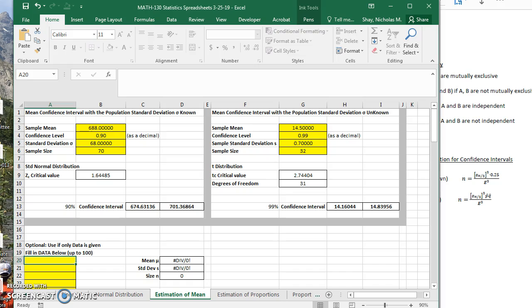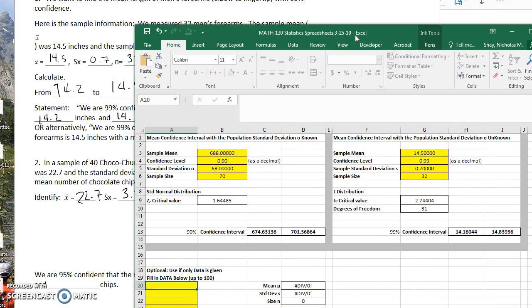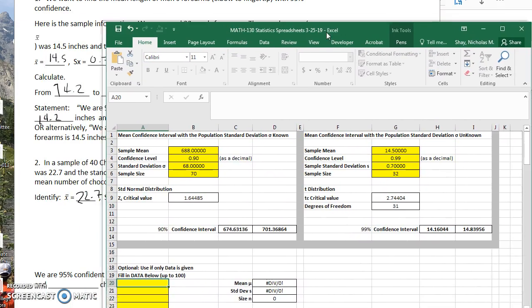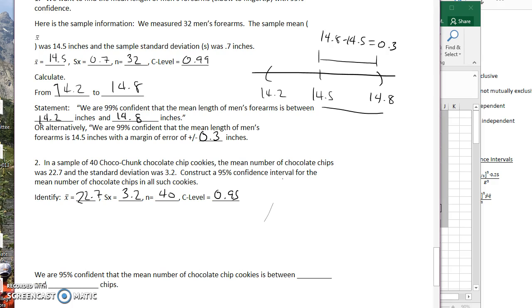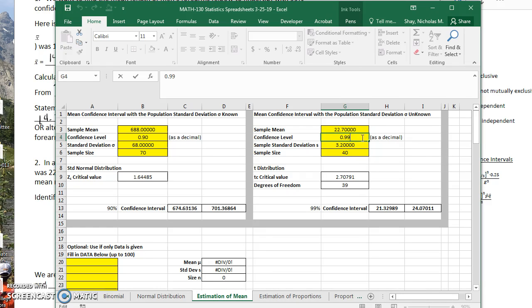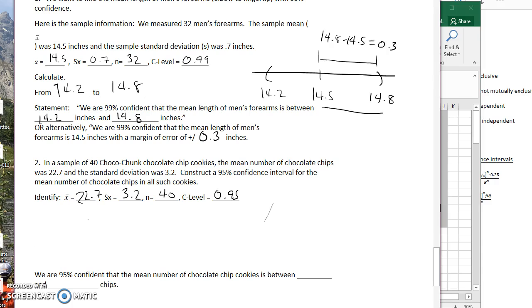So let's put those values into Excel. I'm actually going to move this over so I can see what I'm doing. 22.7 was our sample mean, and 3.2 was our standard deviation. I think we sampled 40 cookies. What was our confidence level? We want to be 95% confident. So we get an interval of 21.7 and 23.7. It doesn't ask us to do that plus minus notation here, so we can say we are 95% confident that the mean number of chocolate chips is between 21.7 and 23.7 chips.